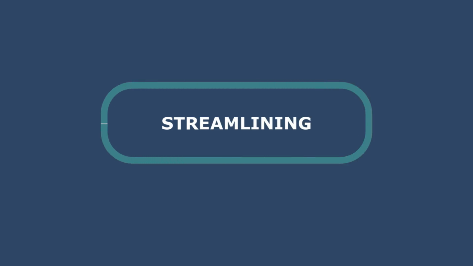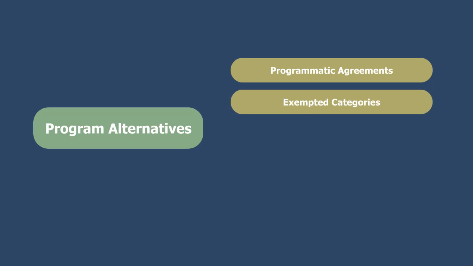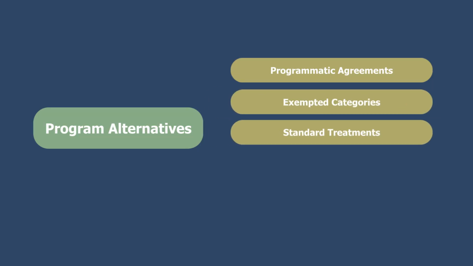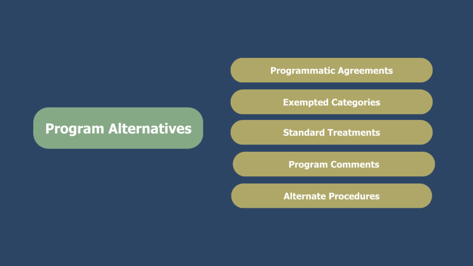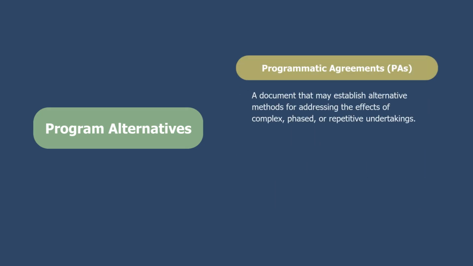Every federal project with the potential to affect historic resources should go through the Section 106 process. However, there are options for streamlining the review process. According to the NHPA, there are 5 program alternatives. They are programmatic agreements, exempted categories, standard treatments, program comments, and alternate procedures. The most common program alternative are programmatic agreements, or PAs.